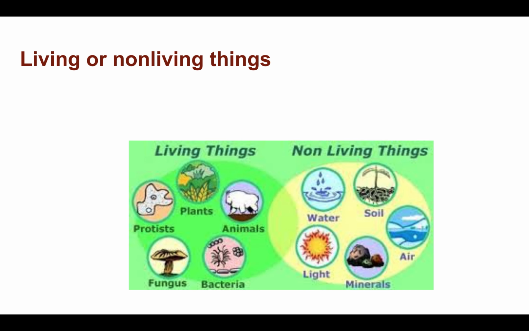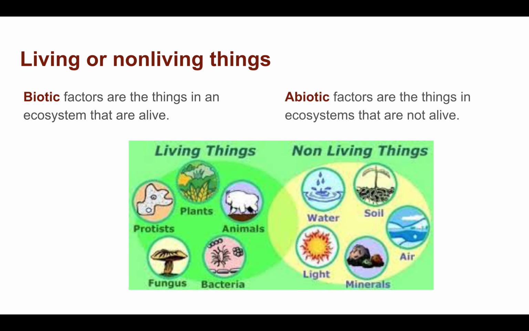So what are these biological words that you will need to know? You will need to know that biotic, bio means living, biology, the study of living things. Biotic factors are the things in an ecosystem that are alive. And abiotic are the things that are not alive in your ecosystem. So things like water, soil, air, light, minerals.